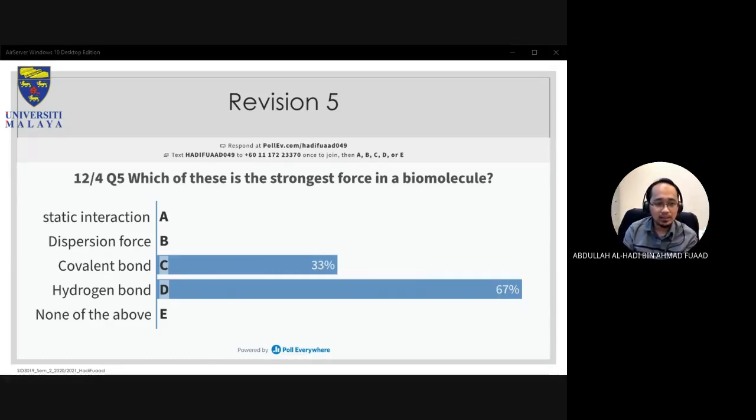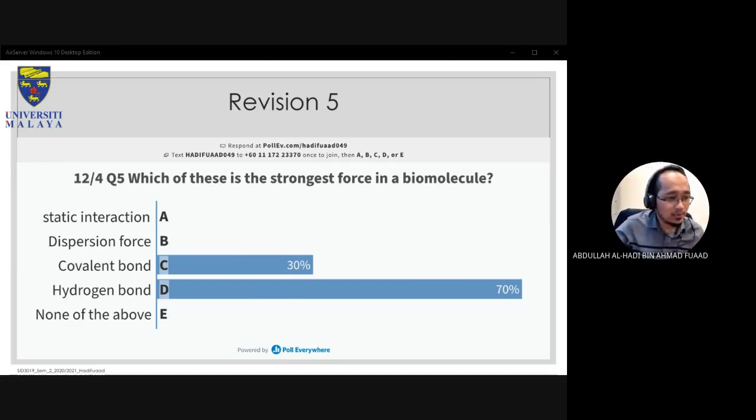Six, 7, 8, 9, 10, 11, 12, 15, 16, 17, 18, 19. And do we have 20? 20. All right. I'm not sure why we have 20. How many people do we have? We have 21 over here, excluding me. Should be 19. But anyhow, okay.